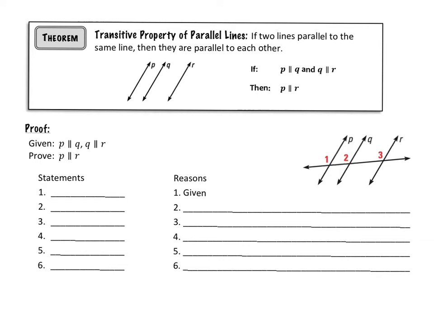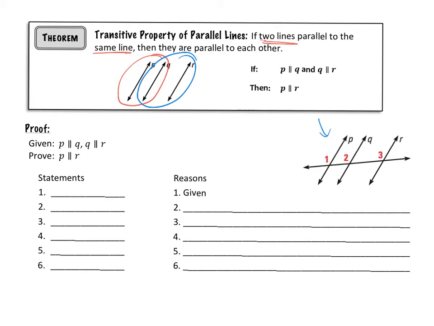We're going to start out our final section of 2.7 with a proof of the transitive property of parallel lines. So this is a theorem that we need to prove. It says that if two lines are parallel to the same third line, then they are parallel to each other. So if P is parallel to Q and Q is parallel to R, then P is parallel to R. It's what we're going to prove. So we're going to get there, all right? And we have a diagram to use in our proof.